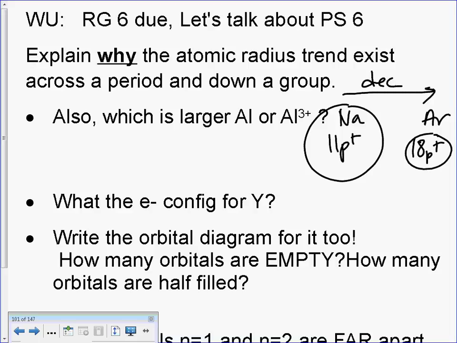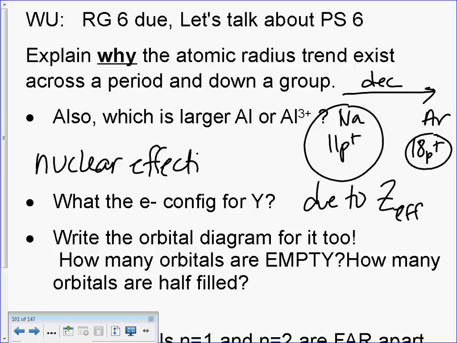So that decreasing atomic radius to the right is due to Zeff. Zeff is effective nuclear charge. And that logically makes sense. The effectiveness of the nucleus's charge controls the size of the atom. So if my nucleus is really effective in its charge, has a high number of protons, it decreases the size of the overall atom, so it pulls it in.